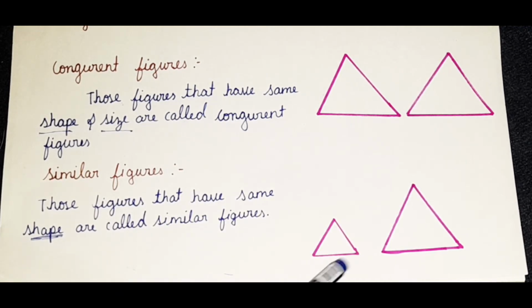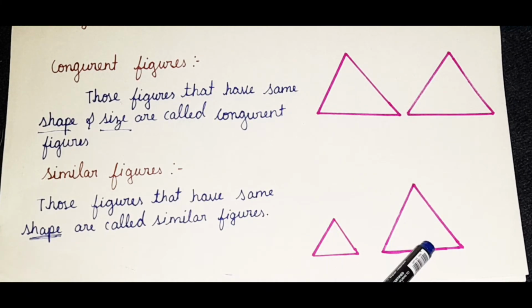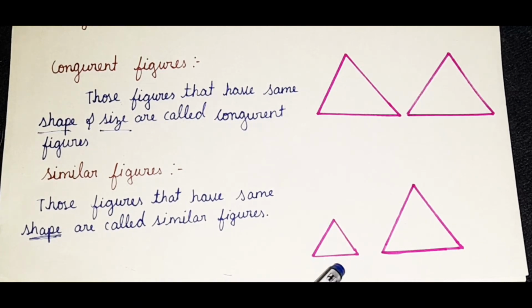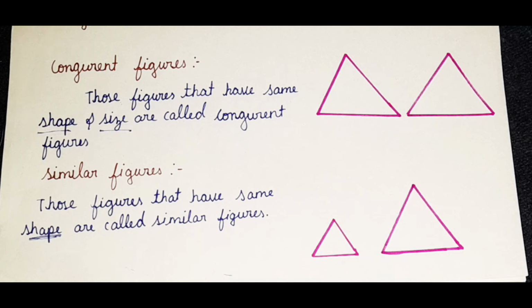Here we have two triangles. We have one triangle here and one triangle here also. Here the triangle is small, but here the triangle is big. No matter how small or how big the triangle is, we should have the same shape. Here the shape of this figure is triangle, here also the shape of the figure is triangle. So that's all, that is a simple explanation about similar figures.